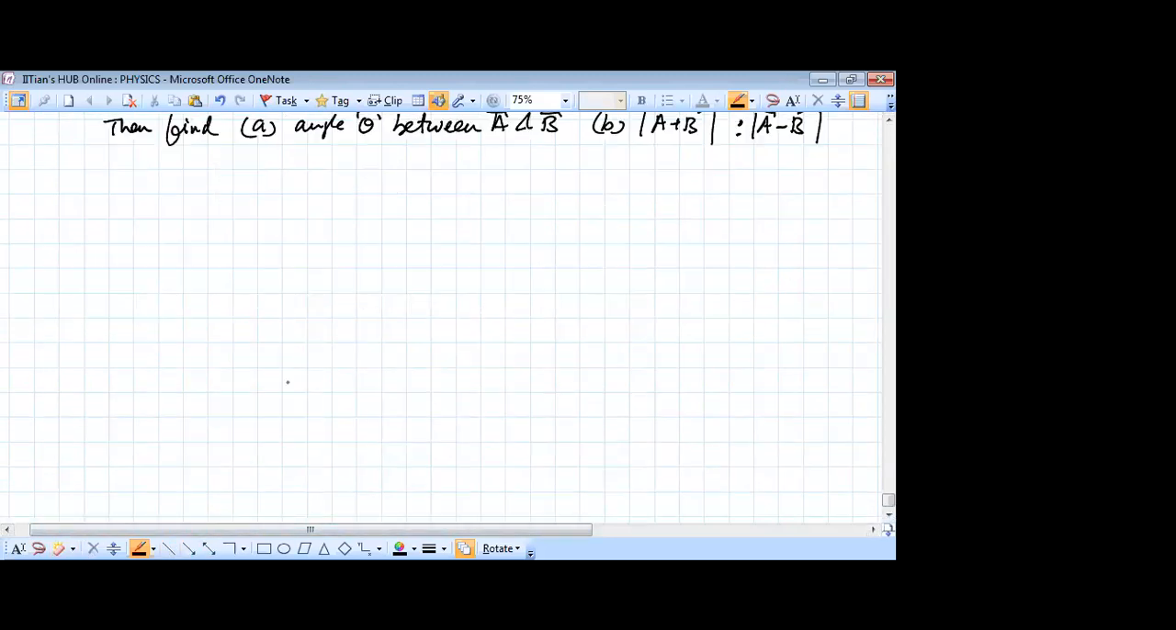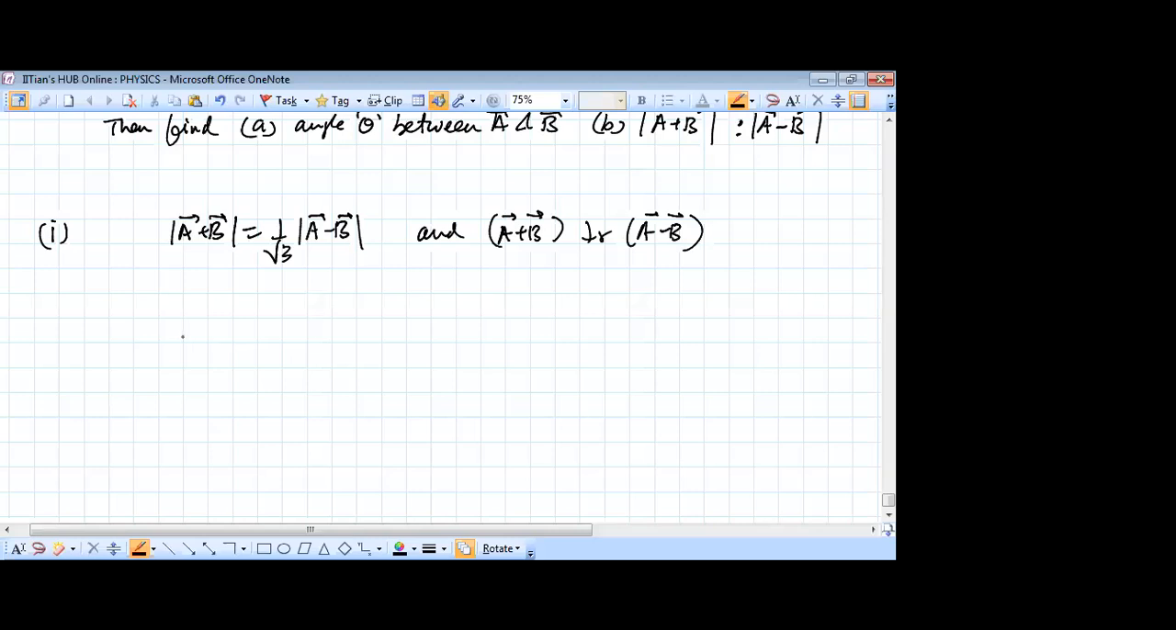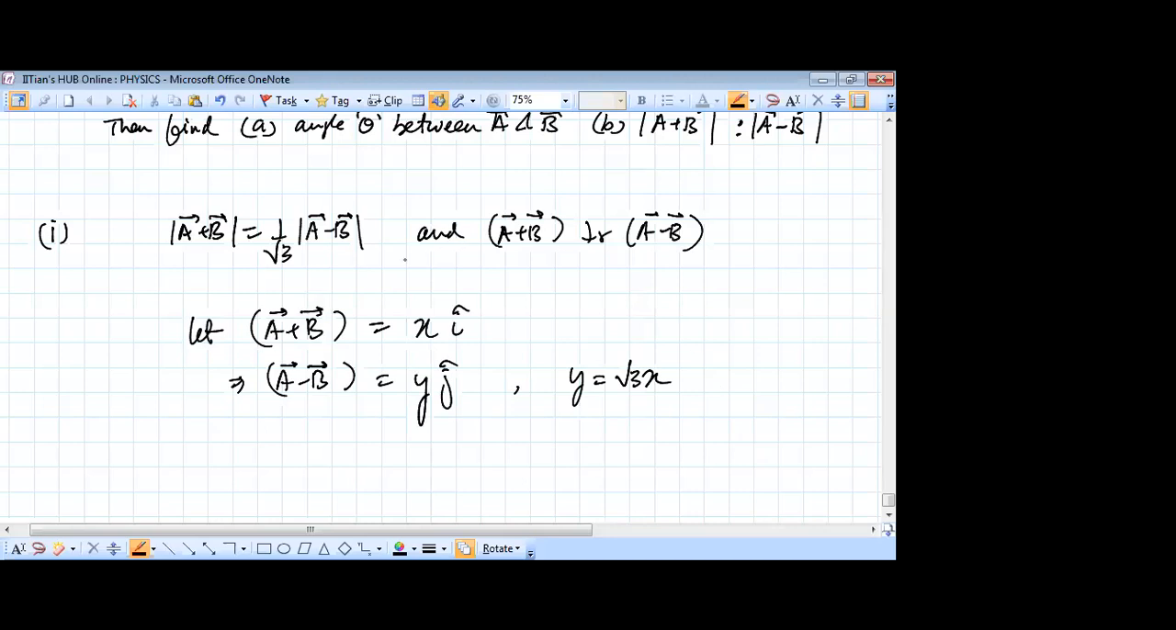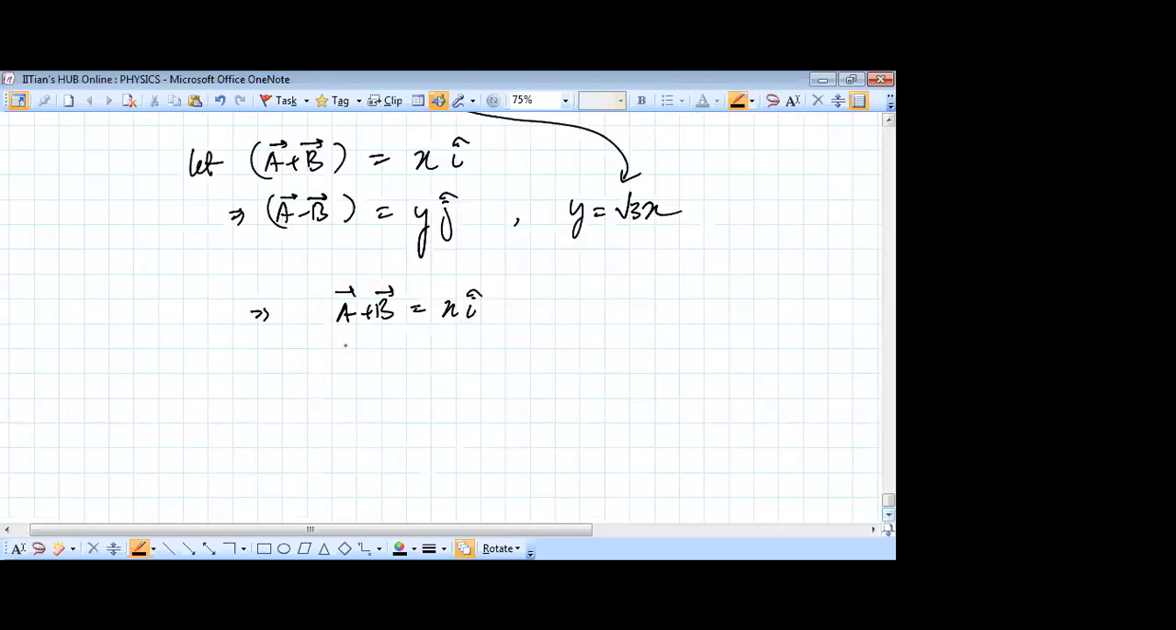So the first question we can do this way. Given that A plus B is 1 by root 3 times A minus B, and A plus B is perpendicular to A minus B. Okay. So therefore, suppose I take A plus B along the x axis. Suppose it is some x i cap, then A minus B should be perpendicular, y j cap. It should be such that y is equal to root 3 x because of this. Okay. So A plus B is x i cap, and A minus B is x root 3 j cap.